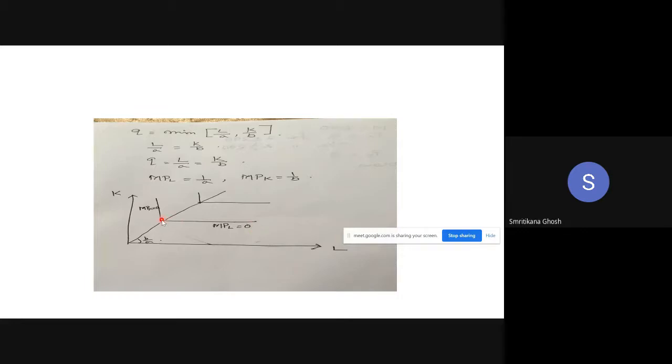Now, just going to the other side. Again, I'm coming back to the origin, that is L by A is equal to K by B. Now, labor is constant. I'm increasing capital. Then Q is equal to L by A because Q is the minimum of L by A and K by B. Now, L by A is less than K by B because I am increasing capital now.